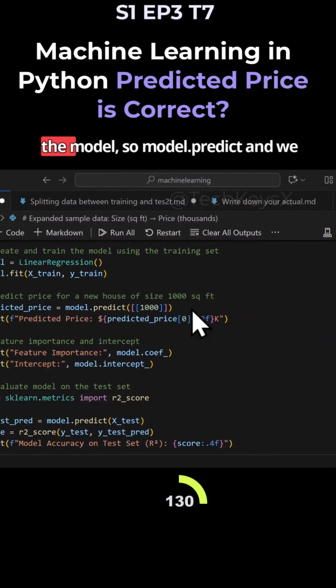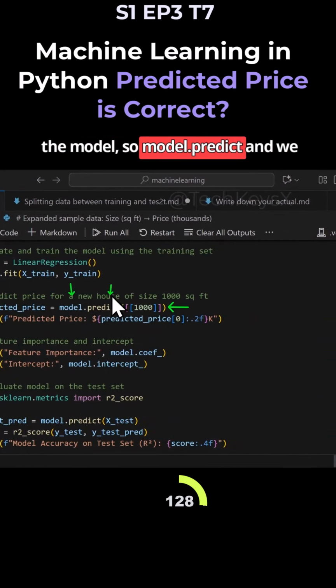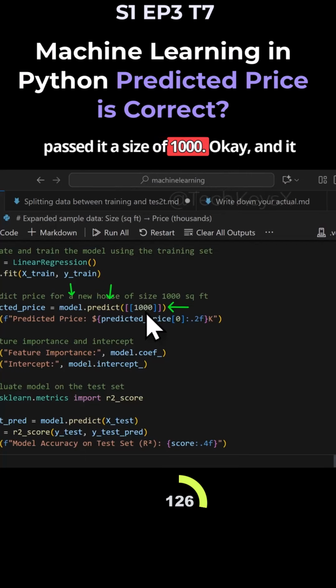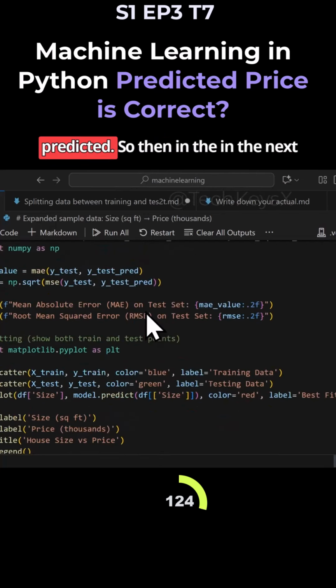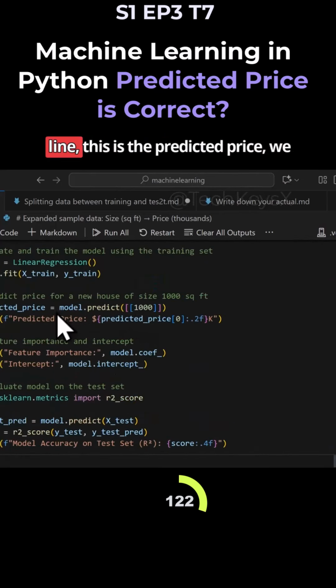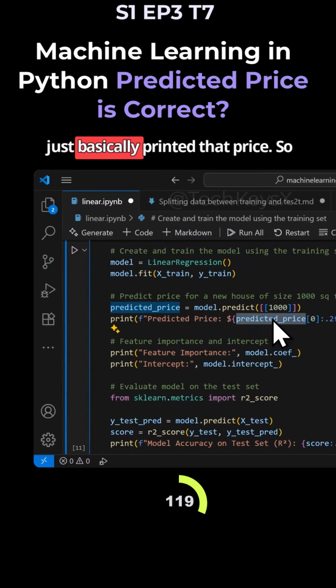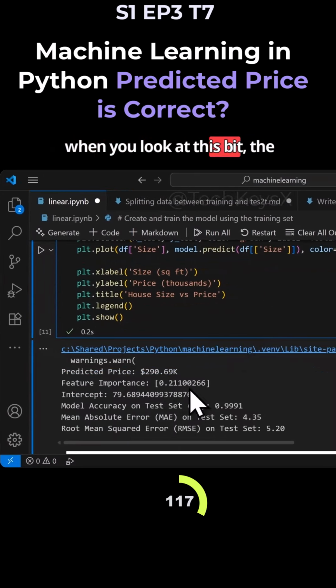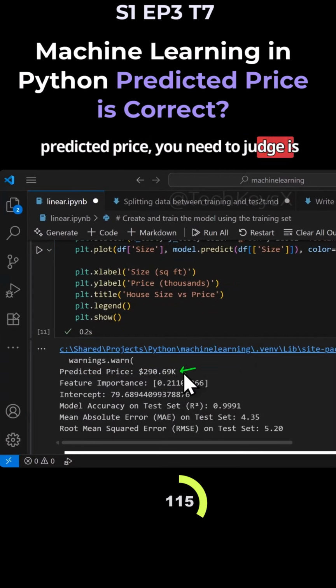if you look at this, we asked the model, so model.predict, and we passed it a size of 1000. And it predicted, so then in the next line, this is the predicted price, we just basically printed that price. So when you look at this bit, the predicted price, you need to judge, is this correct?